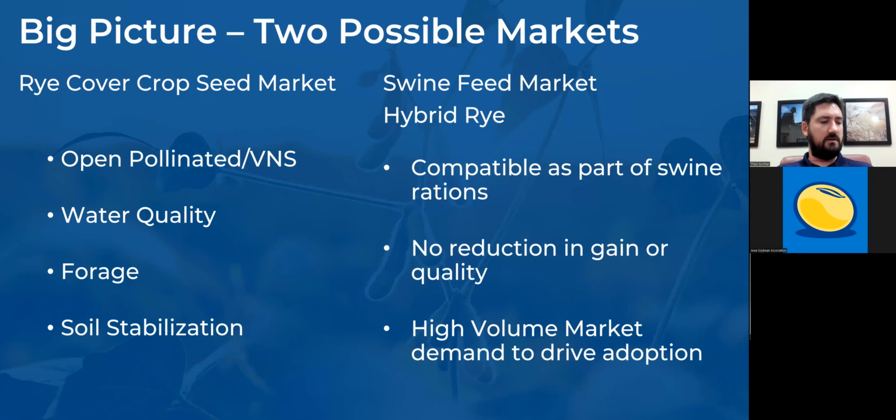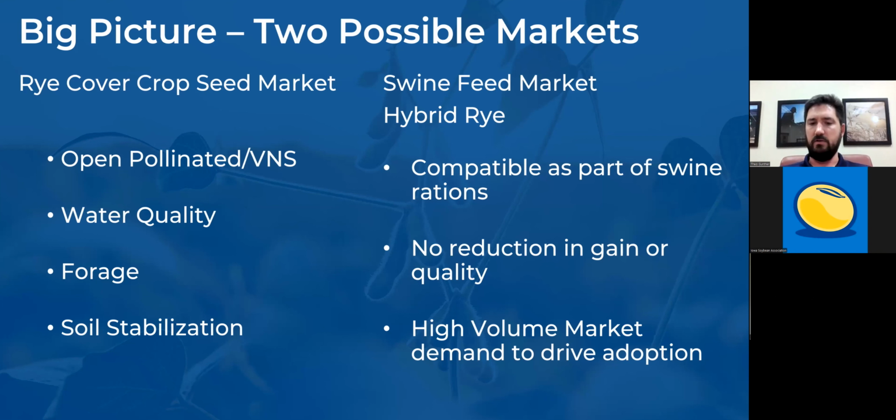So the big picture that's possible here is we've got two potential markets for this rye. Soybeans, a pretty well defined market. There's buyers and processors around the state. But the rye cover crop seed market is where most of these cooperators are operating, right? They're using open pollinated or VNS varieties, and they're growing rye seed so that they can cover their acres to get improved water quality, to generate some forage, to stabilize their soil. So basically what you get from a cover crop, what your goal would be with a cover crop.